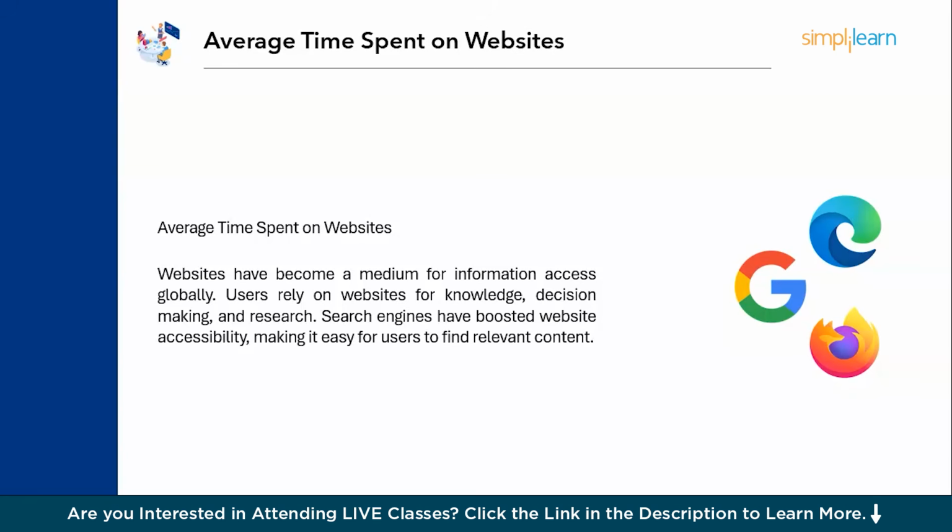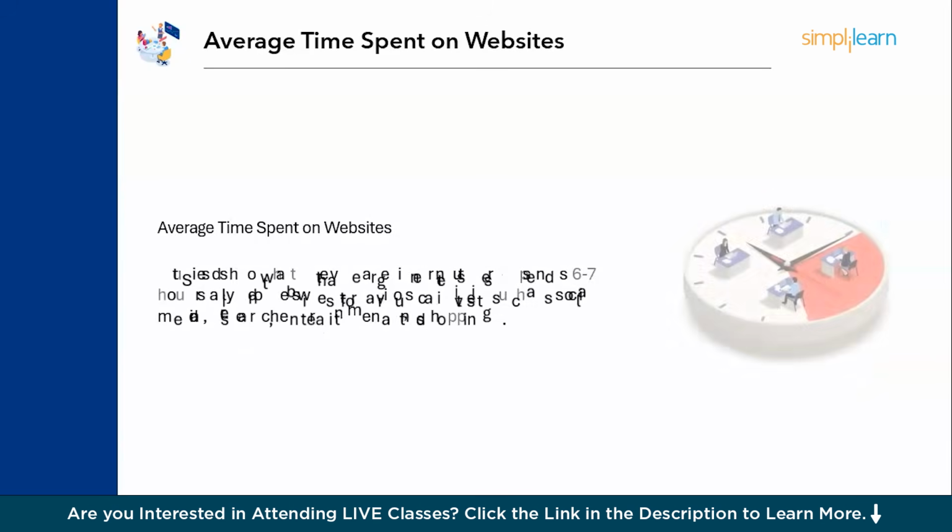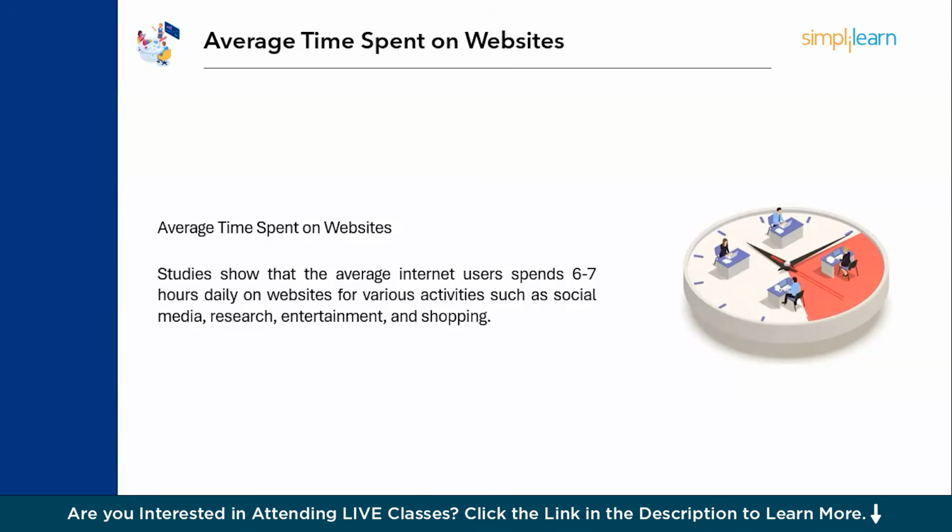And apart from that, let's go with the next step, the average time spent on websites. So, as discussed, websites have become the major medium for information access globally. Users rely on websites for knowledge, decision making, and research. Search engines have boosted website accessibility, making it easy for users to find relevant content. And apart from that, studies show that average internet users spend about 6 to 7 hours daily on websites for various activities such as social media, research, entertainment, and shopping.